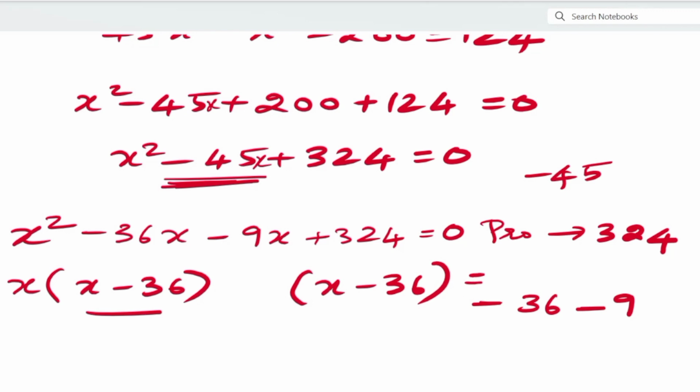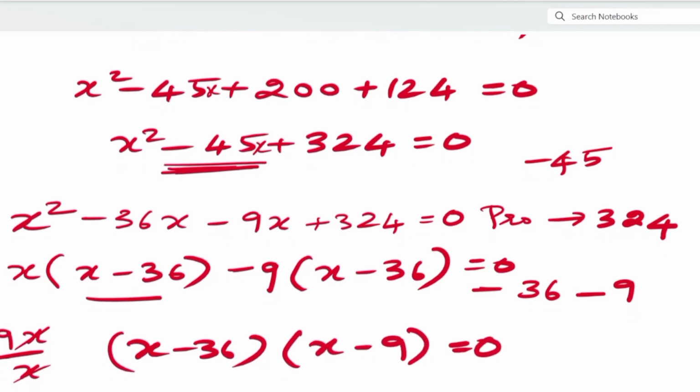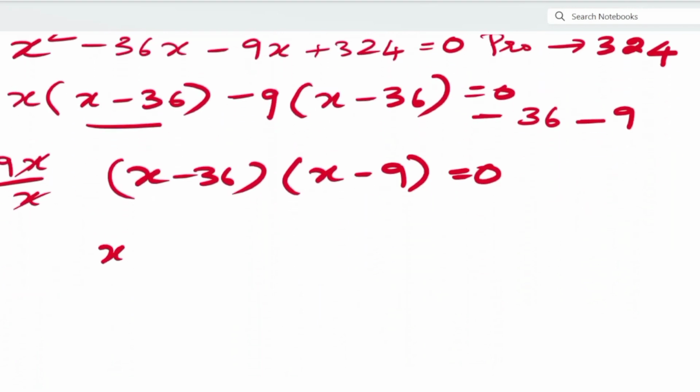So if you have to write X minus 36 here, there should be one number which we will be taking as common. How will we find this number? You will just divide minus 9X by this X, and you will get minus 9. So minus 9 is the number here. You can check it also by multiplying this minus 9 inside. You will get minus 9X. What is minus 9 into minus 36? You will get plus 324. So now we will take this X minus 36 as common, and X minus 9 will be left out, which is equal to 0. So finding the roots, you will get X is equal to 36 or X is equal to 9.